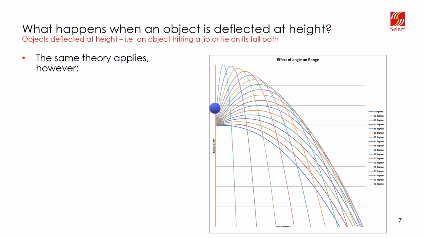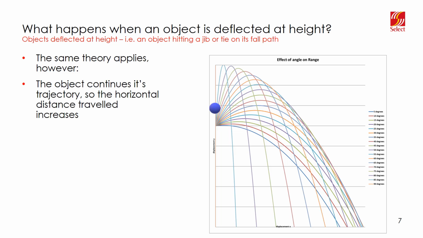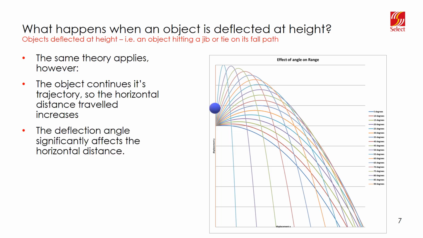We also need to consider that the object could be deflected at height. In this case, the theory changes. The object will continue to travel horizontally on its trajectory, so our worst case deflection angle may no longer be 22.5 degrees, as can be seen on the graphs on the right. It very much depends on the height the object falls.